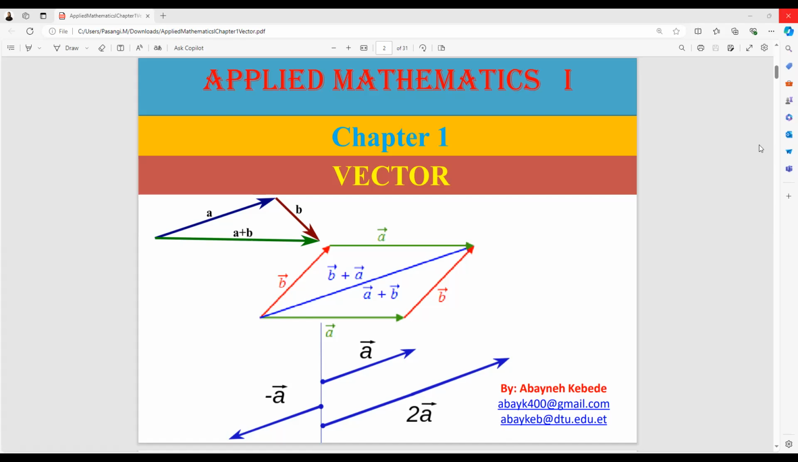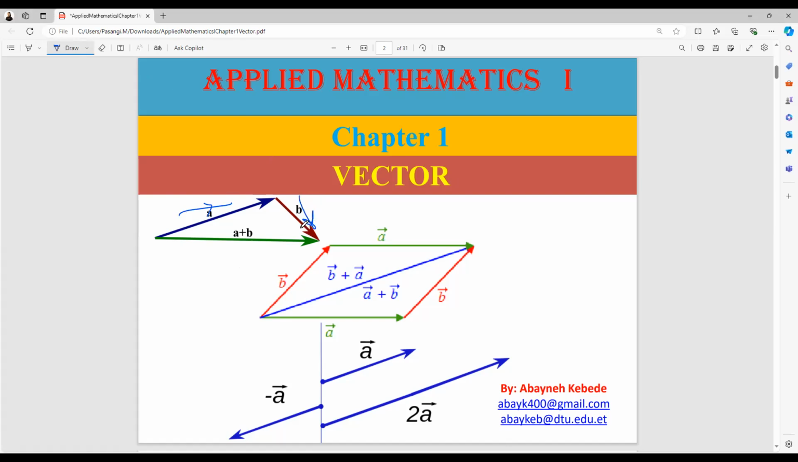So today we are starting the applied mathematics one. As for the first lesson, we are going to talk about the vectors. So the first part is how we are going to define a vector. For example, if you check here, you can see the vector A will be on this side and vector B will be on this side.